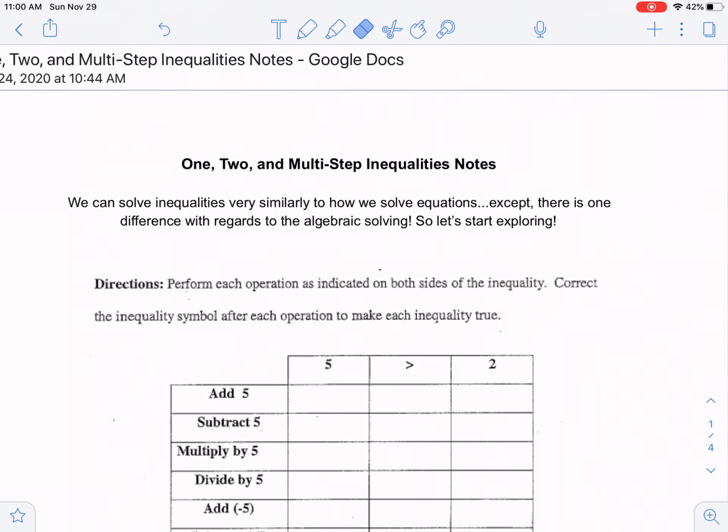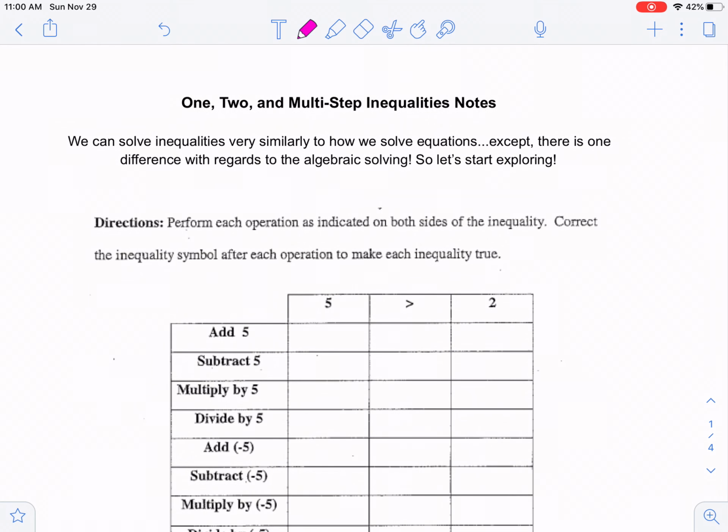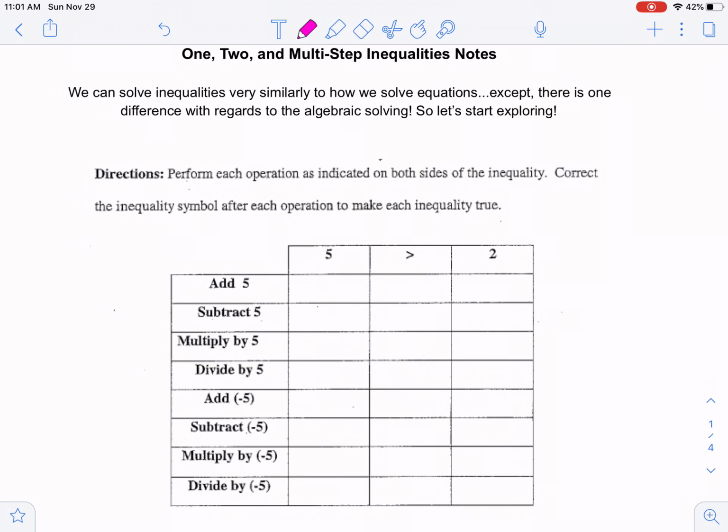A couple of you may have missed this lesson, so let's do it together. One, two, and multi-step inequality notes. This is a good one. Hope you're standing up. It's going to be exciting.